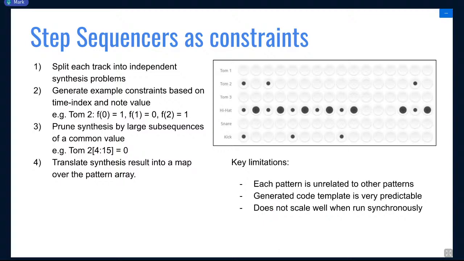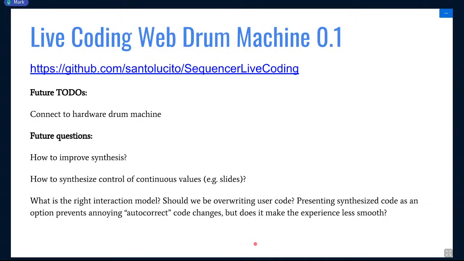So I'm just going to hop to this last slide. The code is available online, open source. It's just using JavaScript, pretty easy to get running. What I'd like to do is connect this to a hardware drum machine. It's a little bit easier to test at the moment when it's in software. But some of the future questions are, what are the directions we need to focus on to improve synthesis to make it more usable? Also, how do we synthesize control of continuous values? For example, the sliders that control the pitch of the drums.